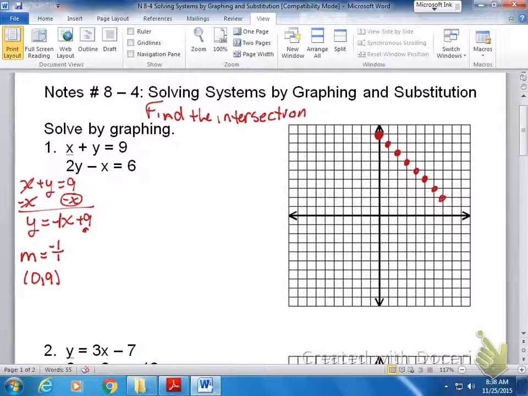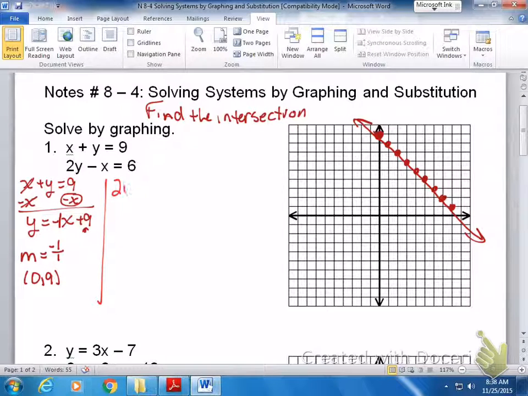I'm going to do quite a few points. The more points you put, the better your line will be, and the easier it'll be to see the intersection. I'm just going to connect them together. So there's our first line. Nothing too bad, just solving for y. Now let's go look at our other equation.